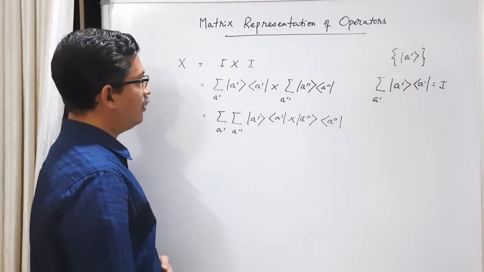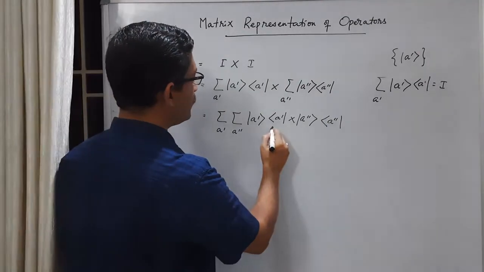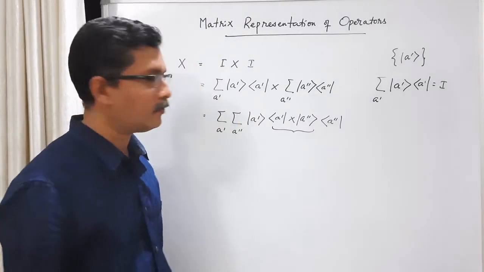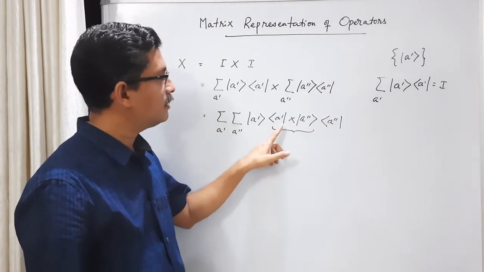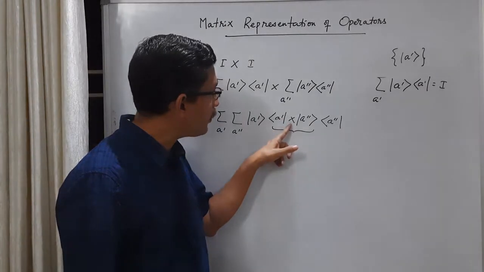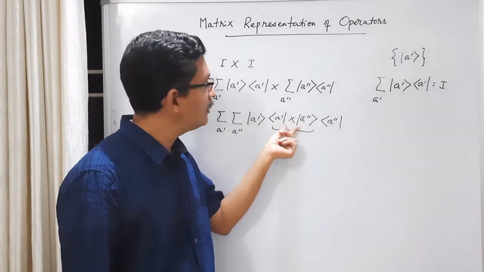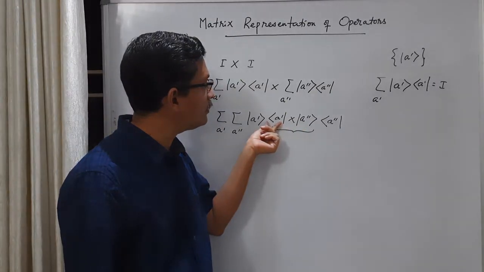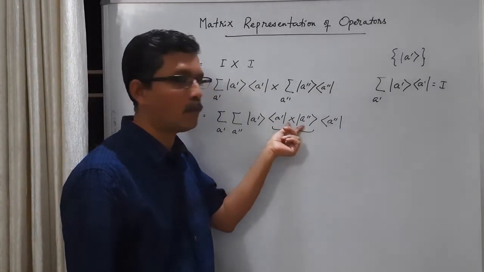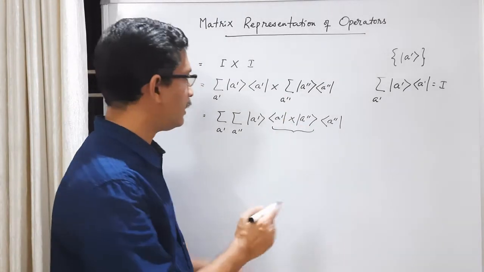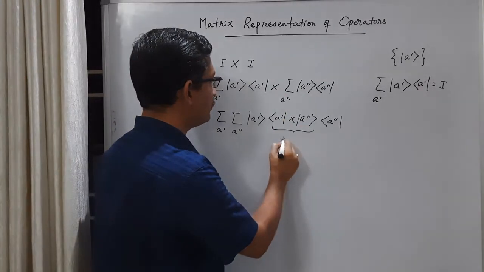Now let us look at this scalar. It's a scalar, right? Because when operator x acts on a base vector, you get a modified base vector. Then you are taking the inner product of one base vector with this modified base vector. The inner product between two vectors will give you a scalar.